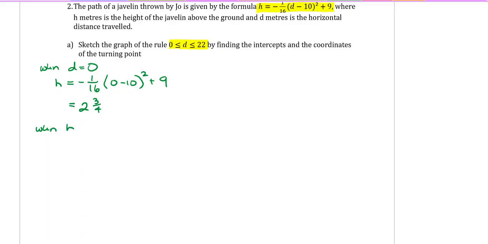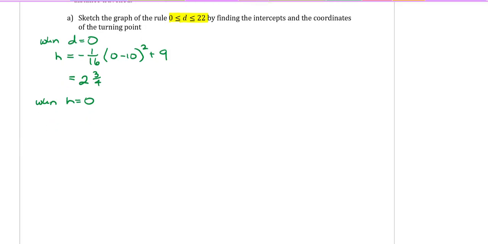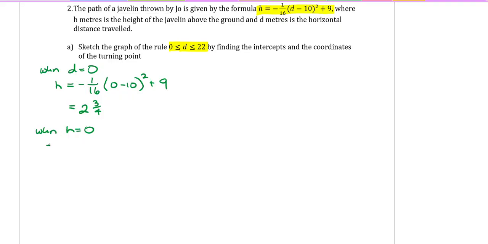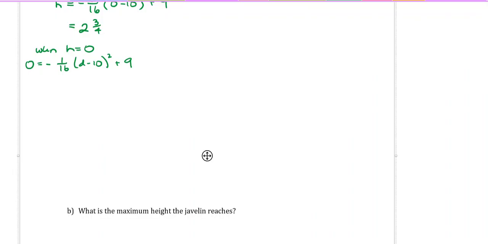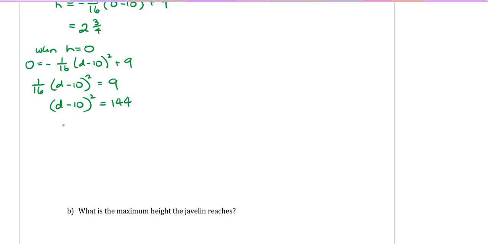I'm also going to sub in when h equals 0. So this is like when x is 0 and y equals 0 to find all the intercepts. If h is equal to 0, we're going to get 0 equals minus 1 over 16 (d minus 10) squared plus 9. If I move the whole bracket with the minus sign over to the other side, it will make it positive. So a positive 1 over 16 (d minus 10) squared is equal to 9. Times the 16 over to get rid of the fraction. 9 times 16 is 144. Square root, and we get plus or minus 12. Then move the 10 over, we get 10 plus or minus 12, which means 10 plus 12 is 22, or 10 take away 12 is minus 2.